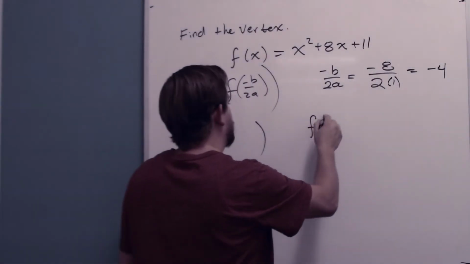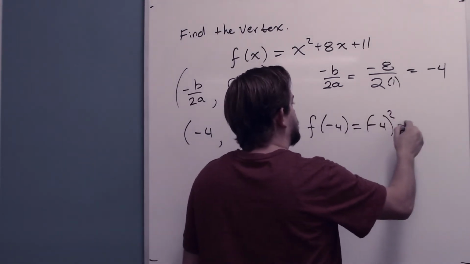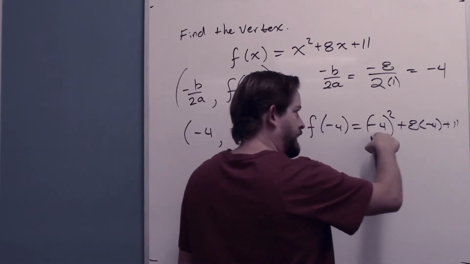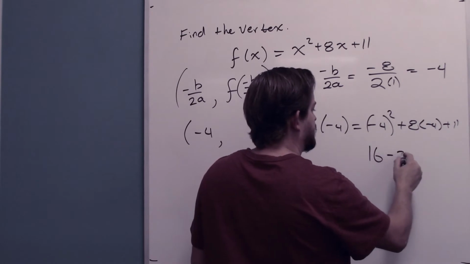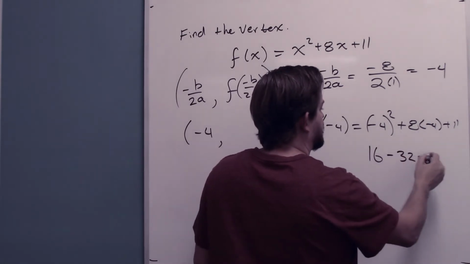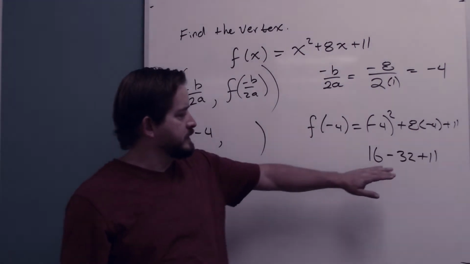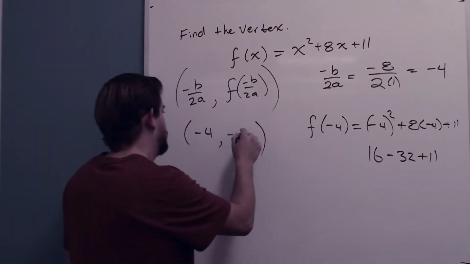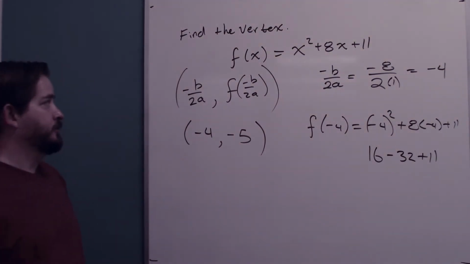So f of negative 4 is negative 4 squared plus 8 times negative 4 plus 11. Negative 4 squared is 16. 8 times negative 4 is negative 32. And then plus 11. So negative 16 plus 11 is negative 5. And that's my vertex. And that's the first way of doing it.